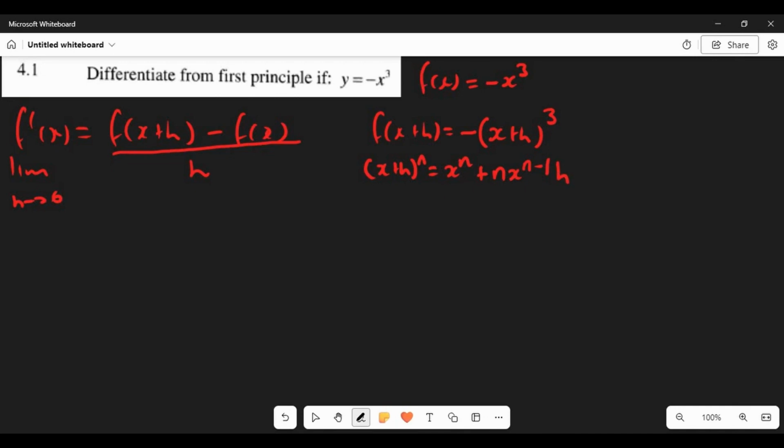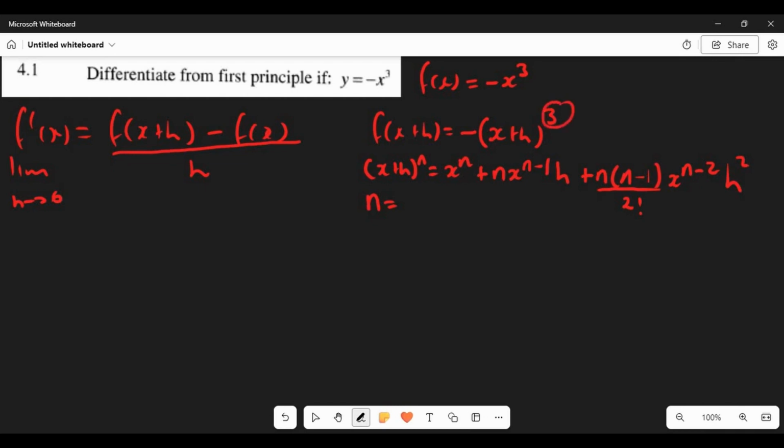And then your third term is going to be n multiplied by n minus 1, divided by 2 factorial, multiplied by x to the power of n minus 2, multiplied by h squared. Since we are differentiating from first principles, you really don't have to do a lot of expansion here. The third term is enough for us to get the right answer. So the first term, the second term, and the third term are enough for us to use this method.